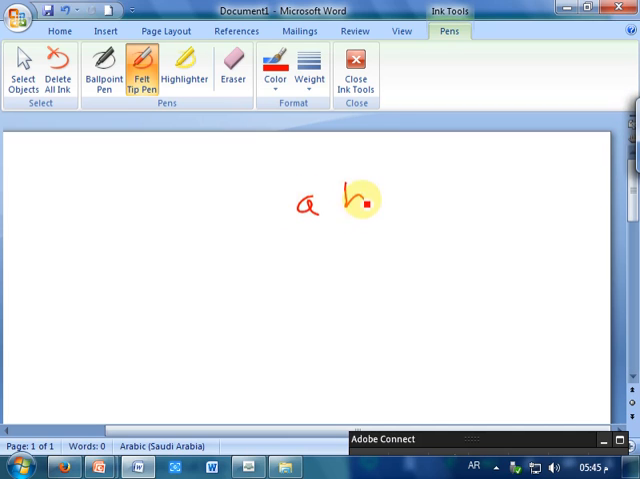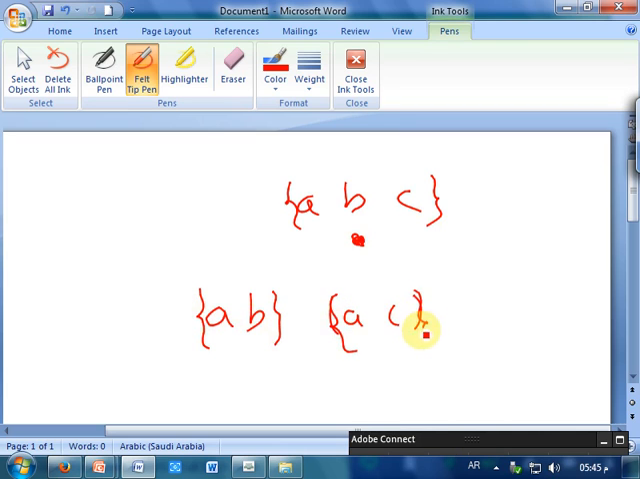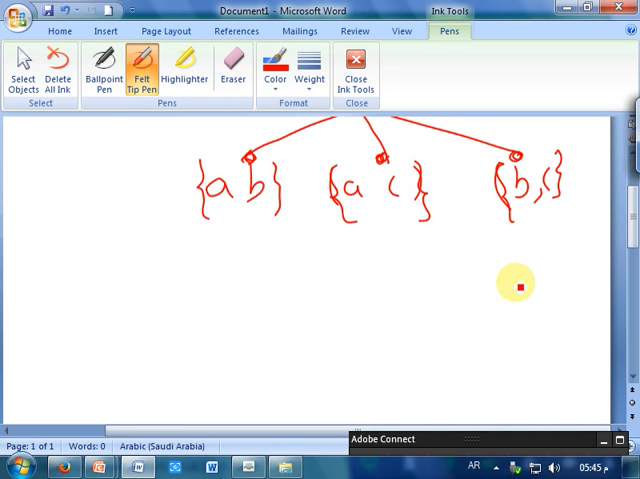Okay. Now first we have {A, B, C}. This is one subset of the power set. Then we have {A, B}, we have {A, C}, and we have {B, C}. These are 3 subsets. Null, we will take null also. Then we have {A}, {B} and {C} and null. So let us take A, B, C and null.